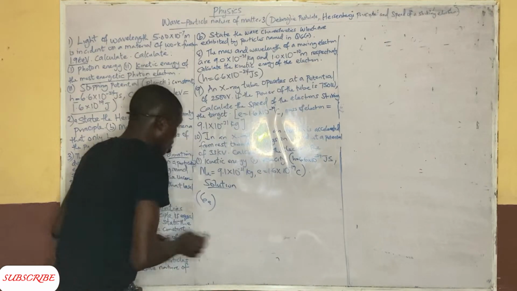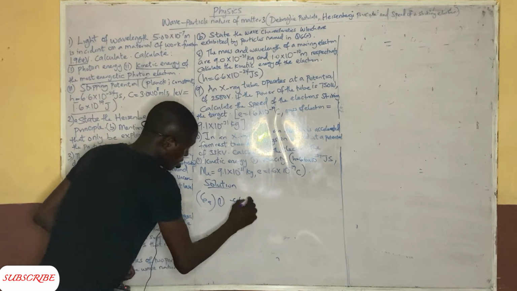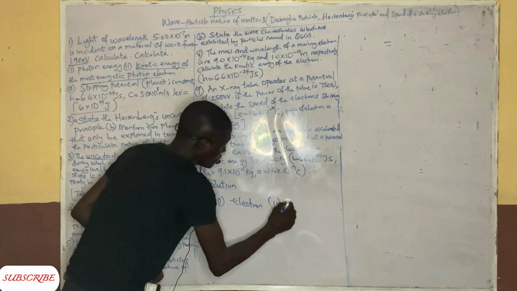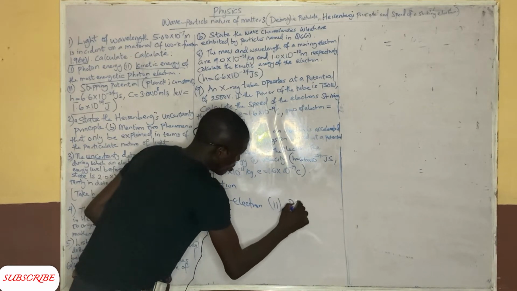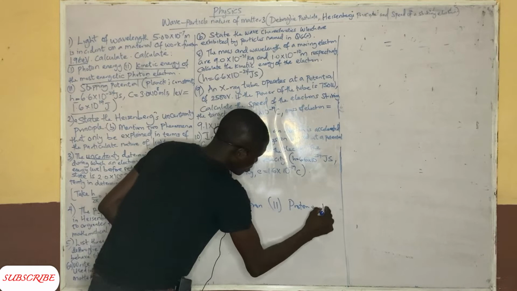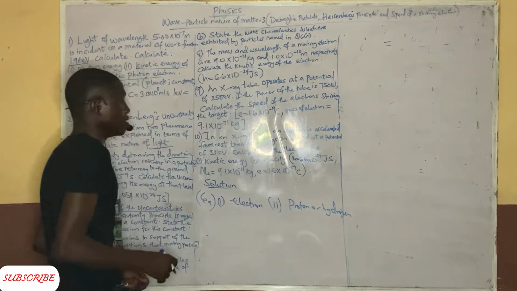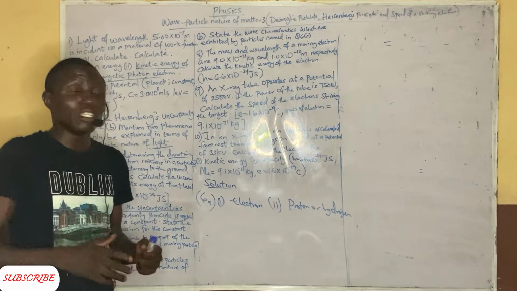So number one particle is the electron, which is an atomic particle. Number two is the proton or hydrogen atom, which is used to explain the wave nature of a particle.